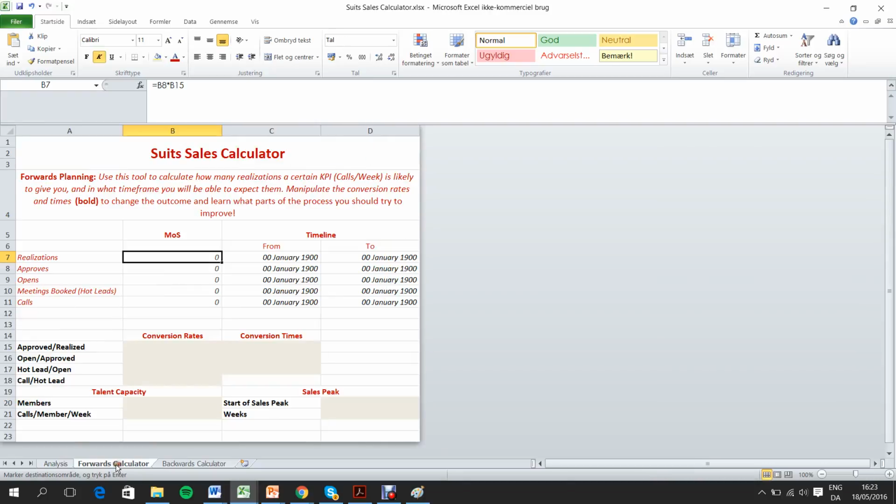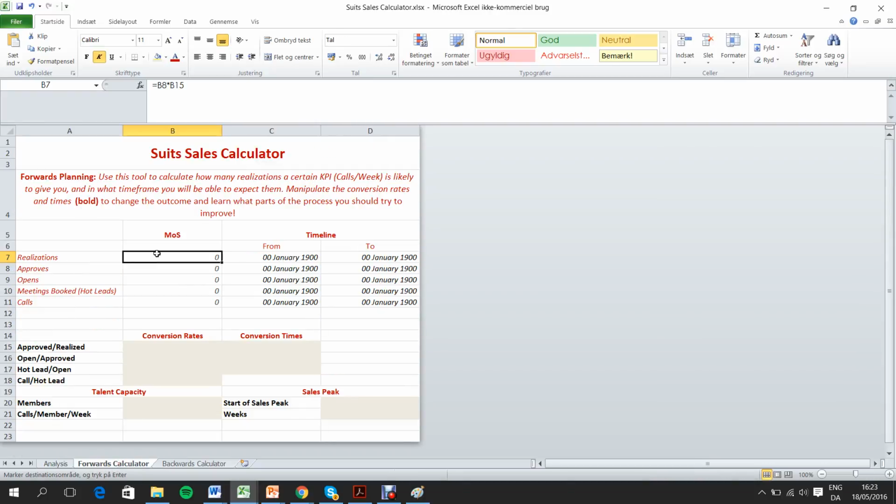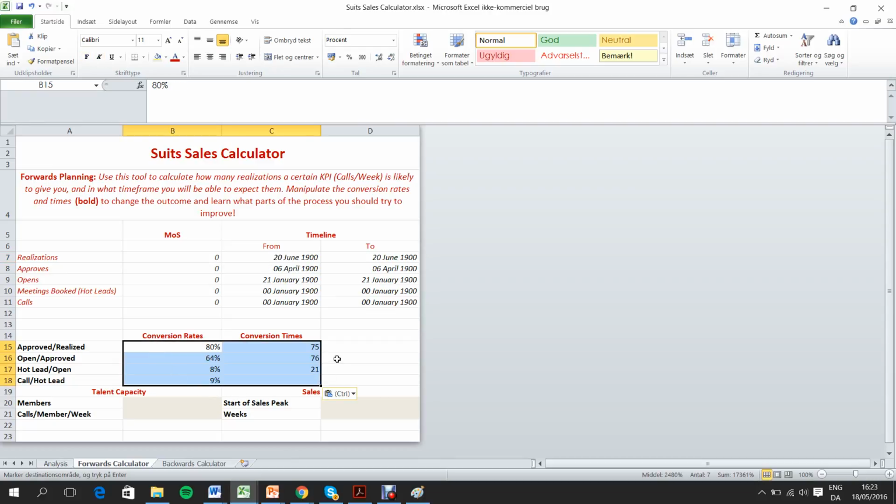Alright, now I'm putting them in the forwards calculator. This is the first one. I'm going to put the conversion rates in here, like so. And this is already getting me started. Basically this tool calculates how many realizations a certain KPI, so calls per week, is likely to give you, and in what time frame you'll be able to expect them. So you can manipulate these conversion rates and times, and this stuff in bold, to change the outcome and learn what parts of the process you try to improve.